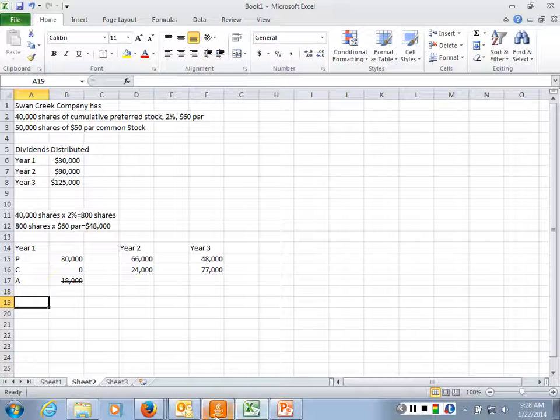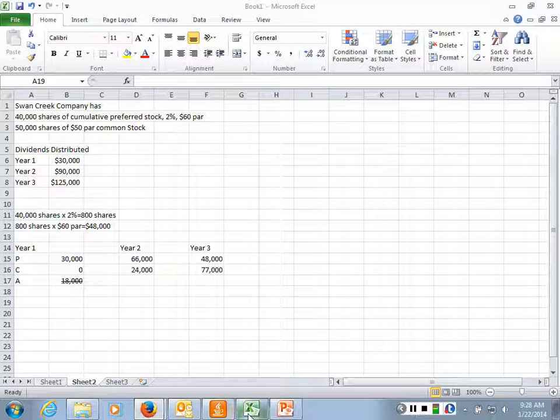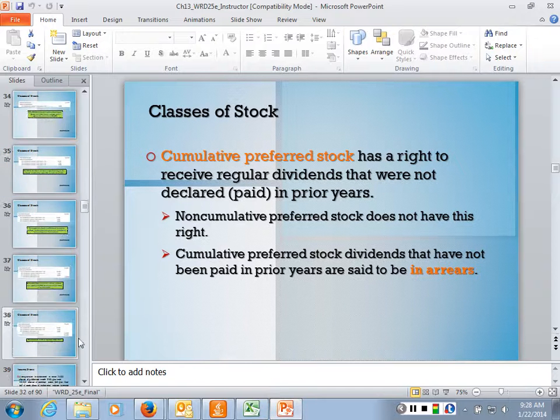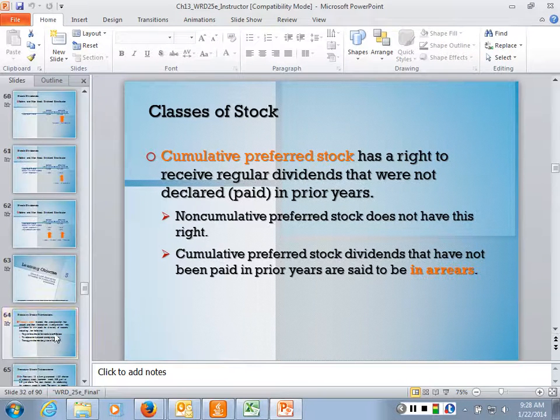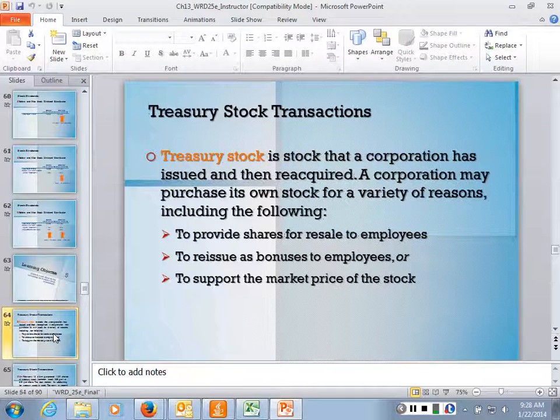Okay, there's some other things in the PowerPoint I wanted to point out just real quickly. Like I said, there's several other things. I just don't want to go into every single bit of that. The last thing I want to talk about is treasury stock. Treasury stock is stock that the corporation buys back, so it's their own stock. So there's stock that people own out in the market, and they're just going to buy it back from them. And they could do that for the reasons that are shown on the slide here.